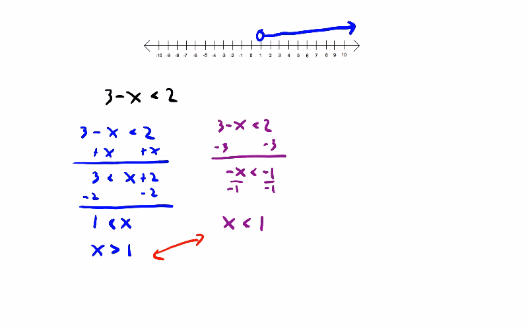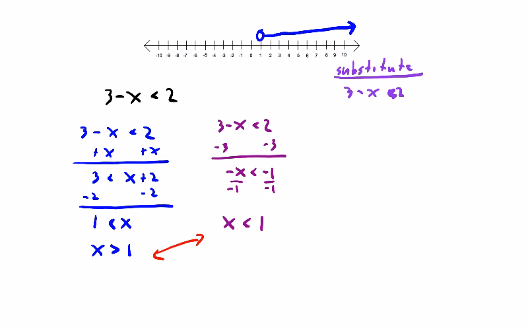So the way we can figure out what is correct is to actually substitute values into the original expression. Okay, so let's try a little substitution and see which values actually make the original expression, which was 3 minus x less than 2, true.